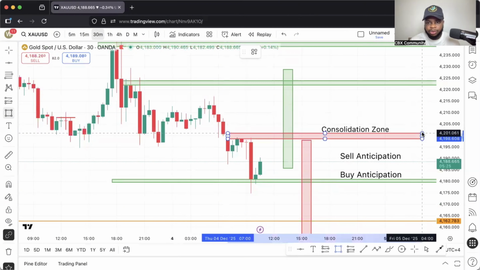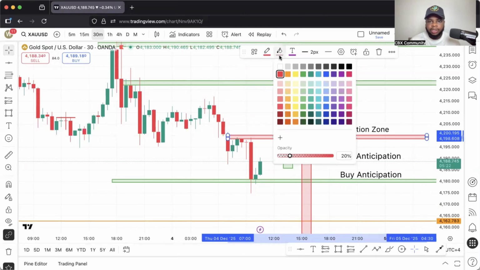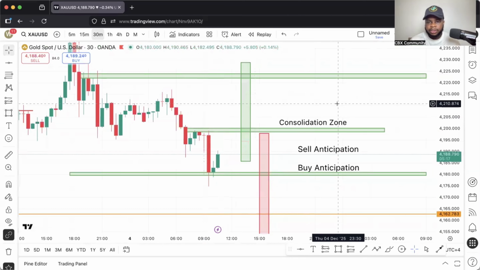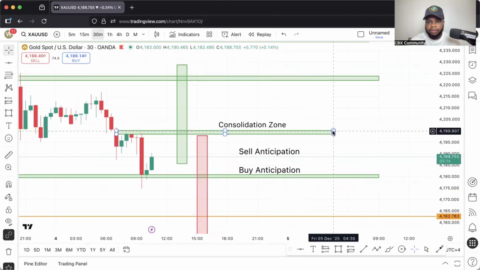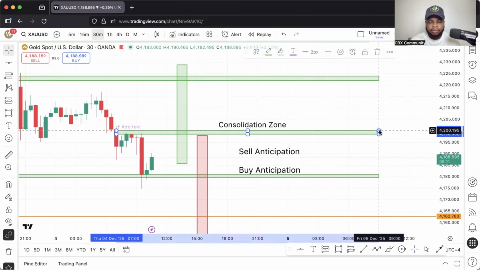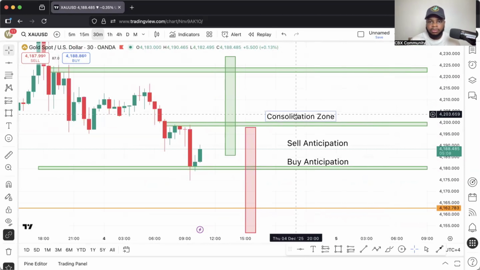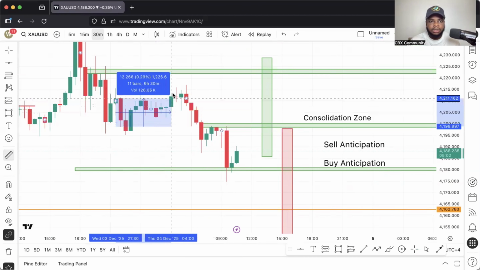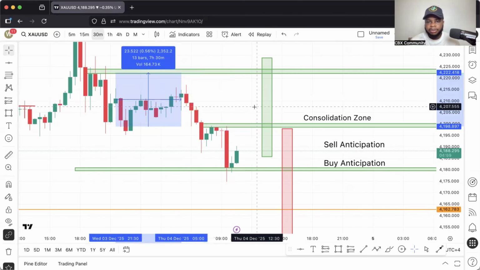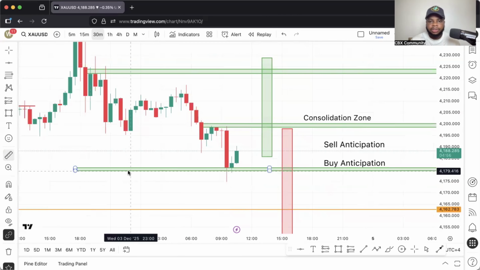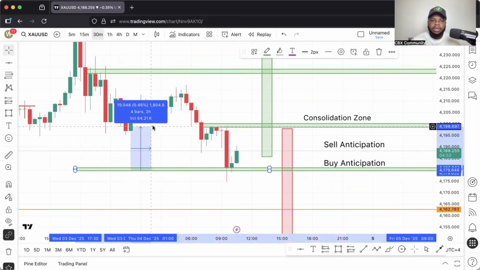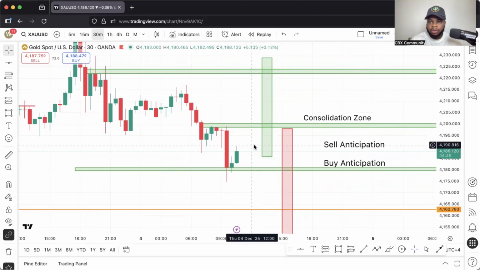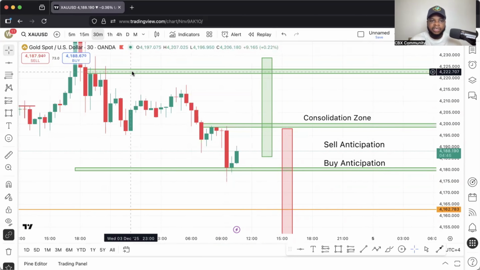Let's identify this zone as a resistance zone. Let's change it to green. You can see a structure here. Let's adjust this. Let's measure from this resistance down to this resistance, 235 pips. So let's measure from this support down to this resistance, like 200 pips or 190 pips. So this is our recent consolidation zone over here, and then we have a resistance zone over here.